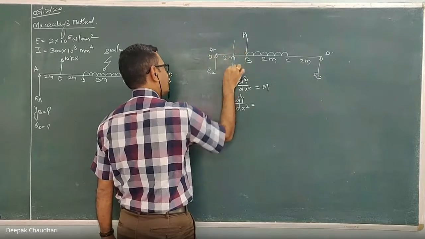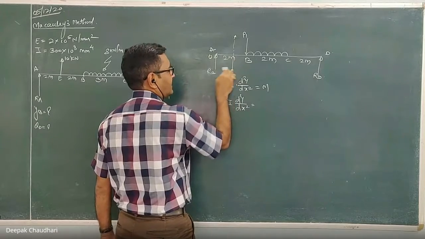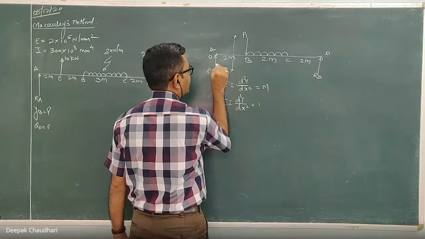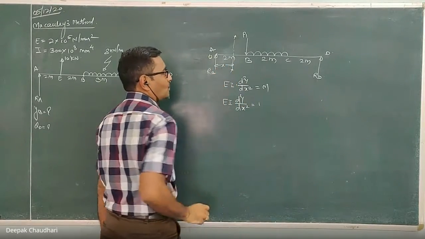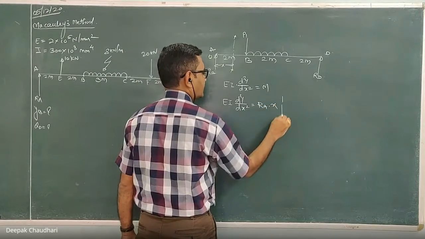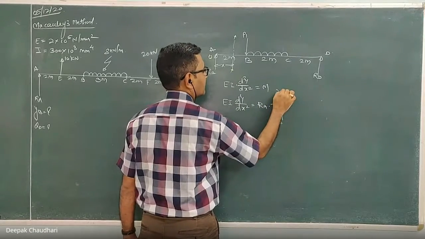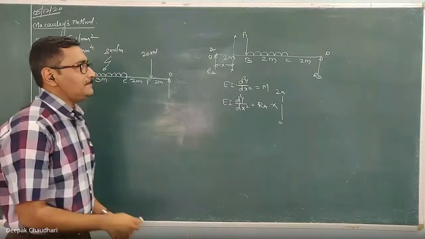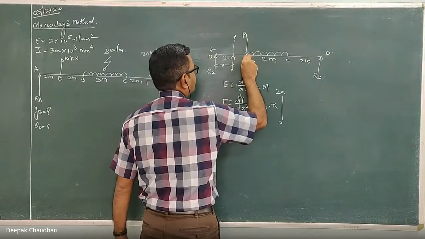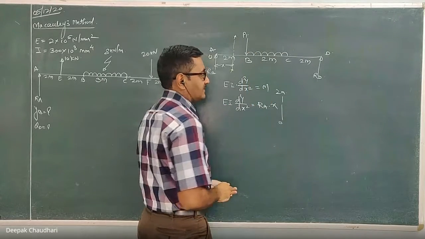So if I consider this section XX, the equation of the bending moment at this XX is RA into X, as this section is at a distance of X from origin. So this becomes RA into X. Sagging, therefore positive. So this equation is valid from 0 to 2 meter. After this point B, or after 2 meter, because of this point load, the bending moment equation varies.